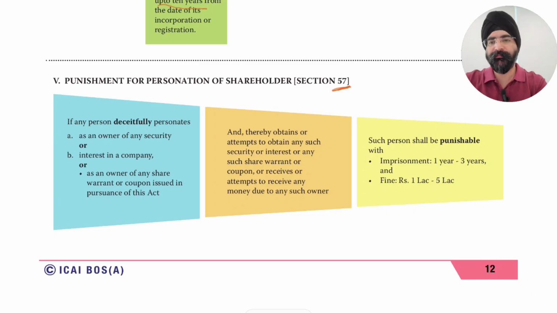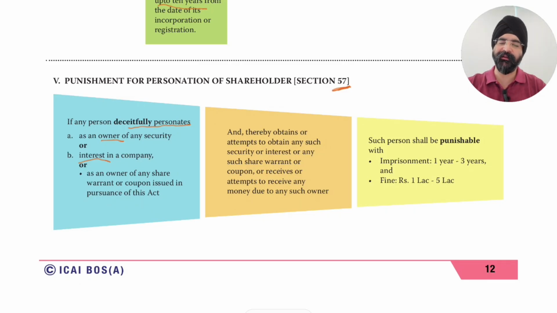Section 57. If any person deceitfully personates as an owner of any security or interest in the company, okay, he is deceitfully personating that he is owner of shares or he has interest in the company, or as an owner of any share warrant or coupon issued in pursuance of this Act.